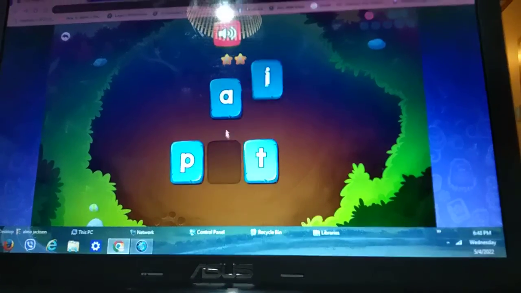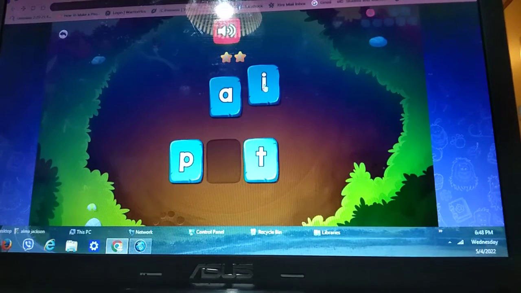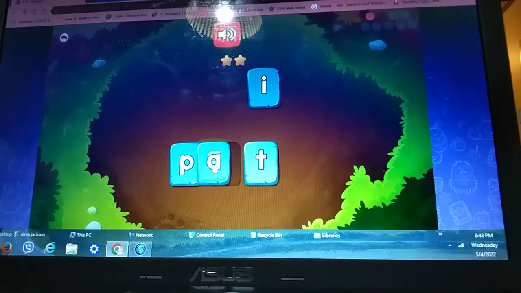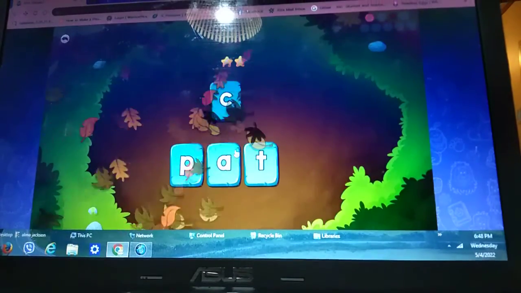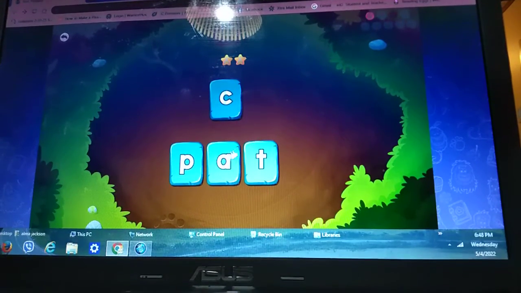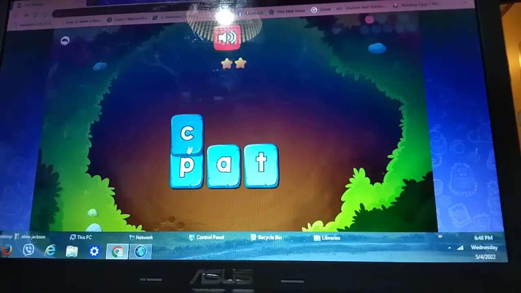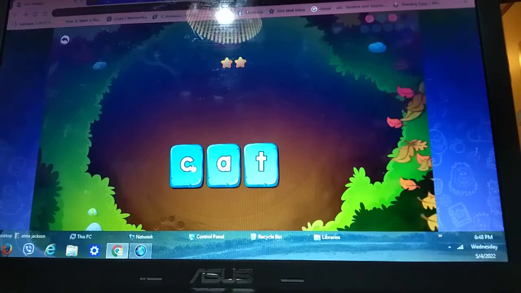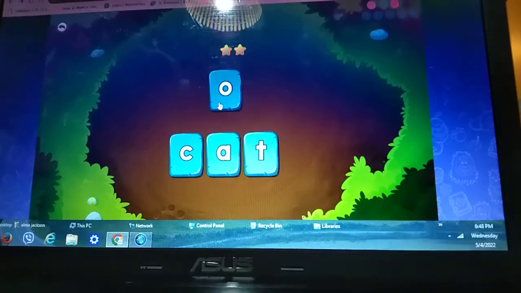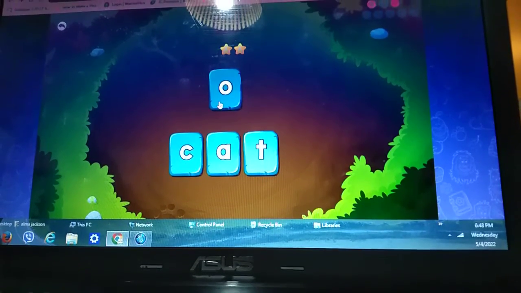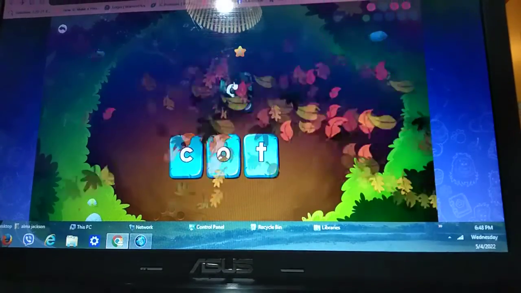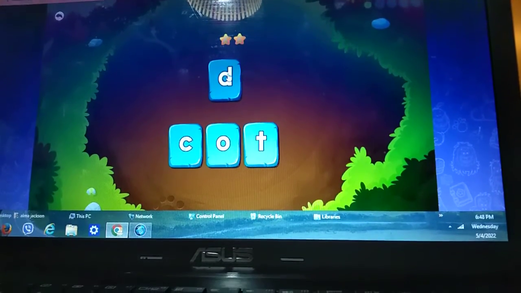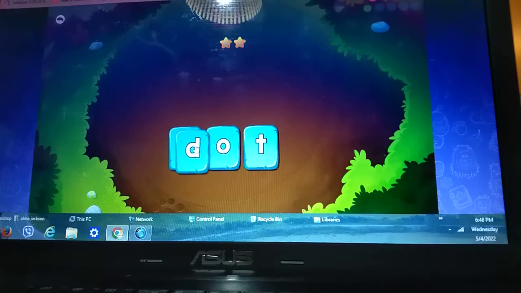Just bring down the A. Now make the word cat. C-at. Cat. Now make the word cot. C-ot. Cot. Now make the word dot. D-d-ot.